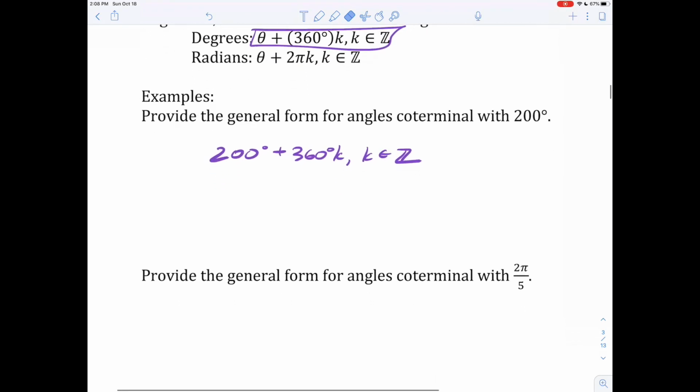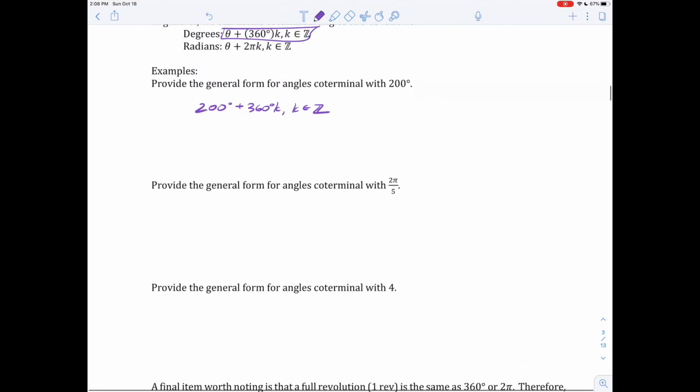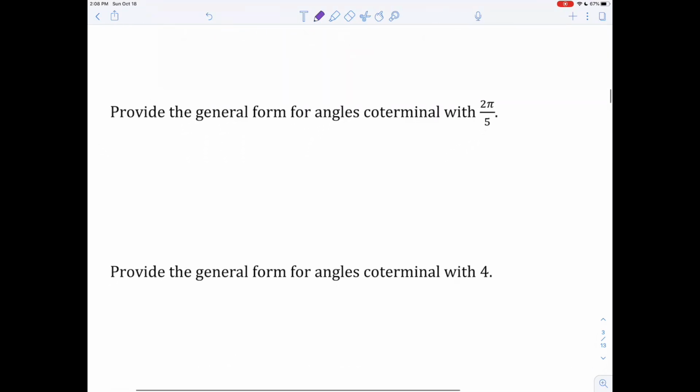Yeah, that one's done. Quick, try this next one. Pause if you need to. I'm going ahead. We're in radians. So I'm going to add the radian form. We're going to add 2 pi, and we're going to do that k times, where k is some integer.